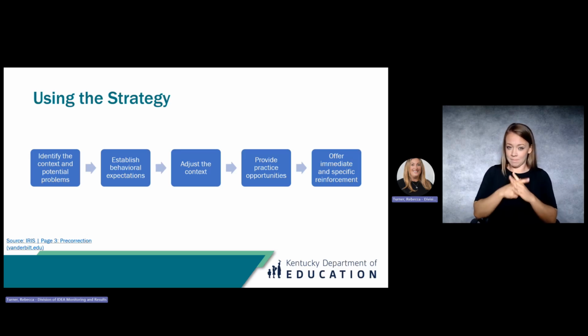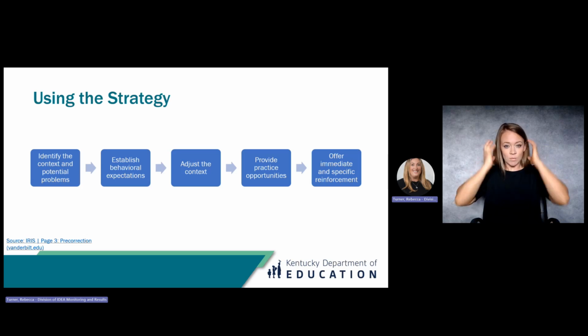Third, adjust the context or environment. Make changes to the situation to support your students' needs. For a student that becomes overstimulated during assemblies, you may offer noise-canceling headphones prior to entering the gym. For a student that has difficulty keeping hands to self when lining up, present visual prompts for what hands to self looks like prior to beginning that transition.